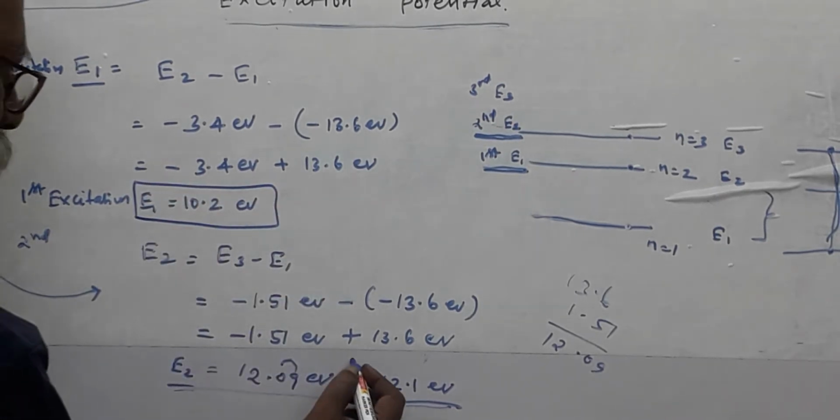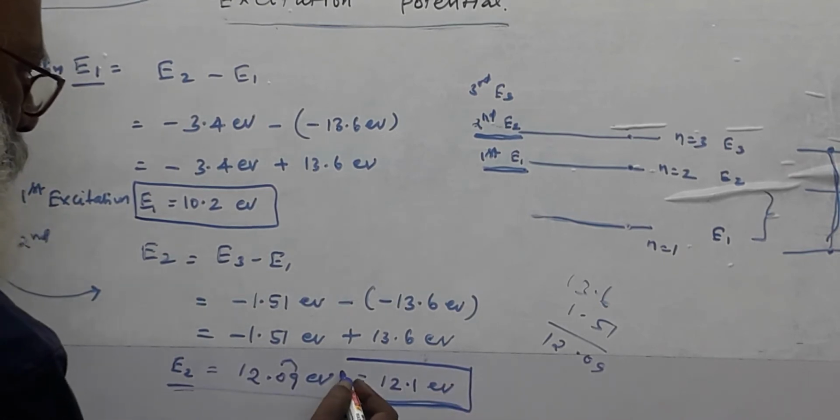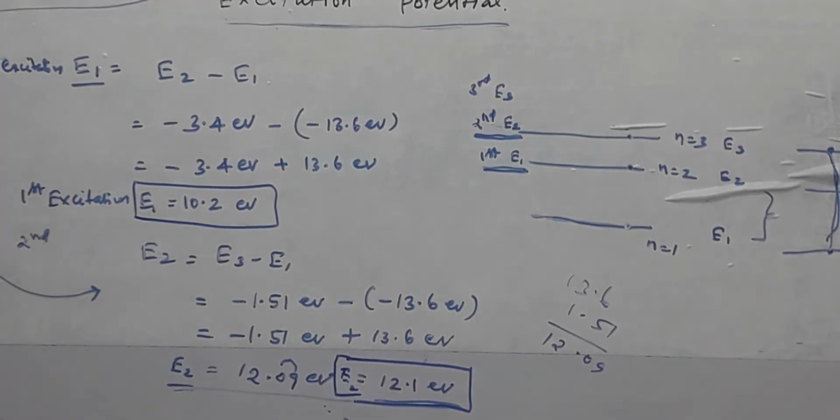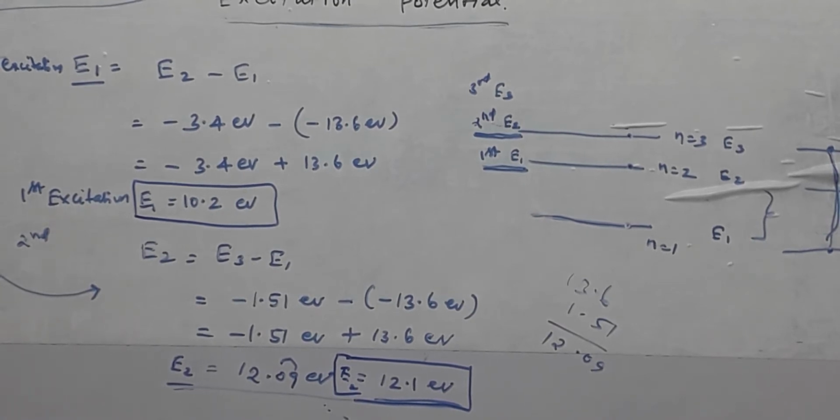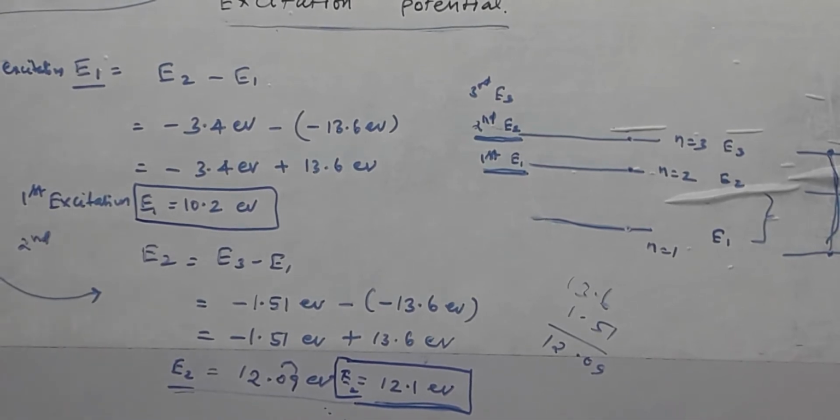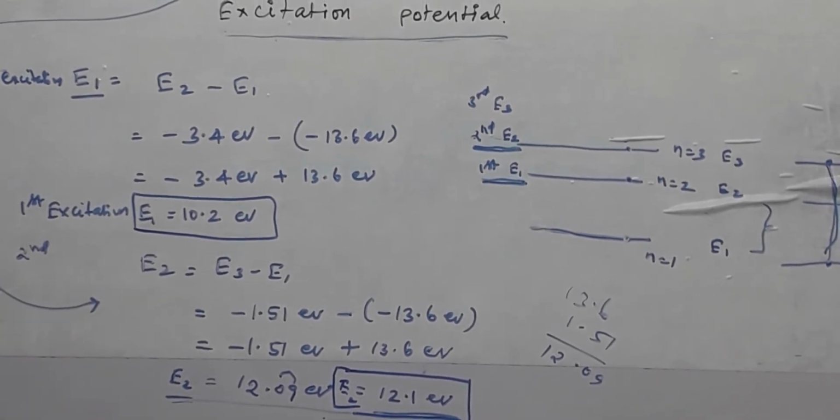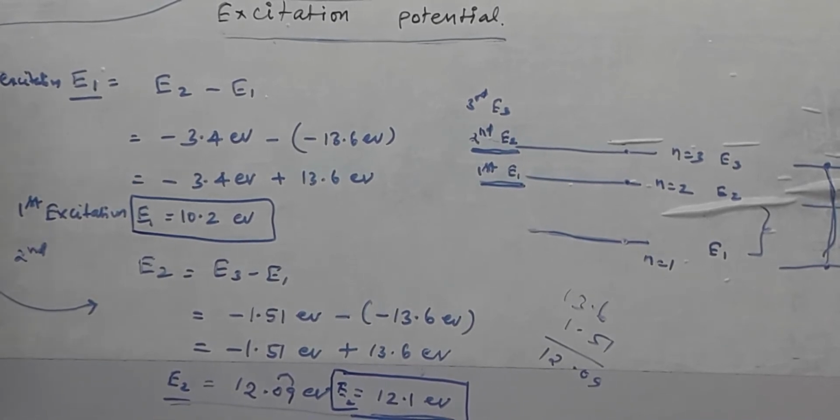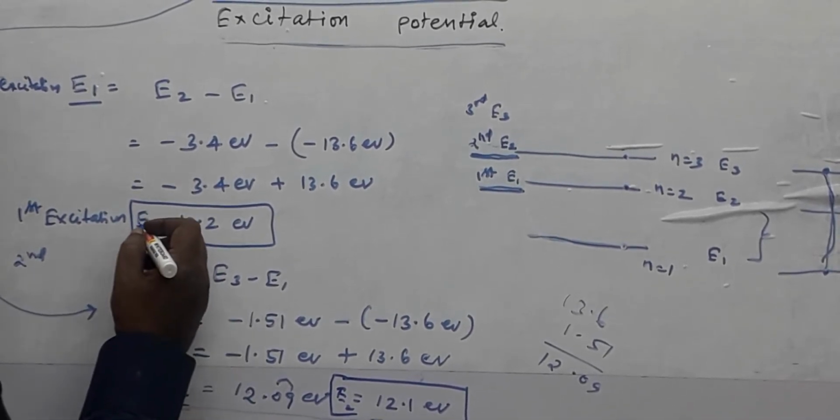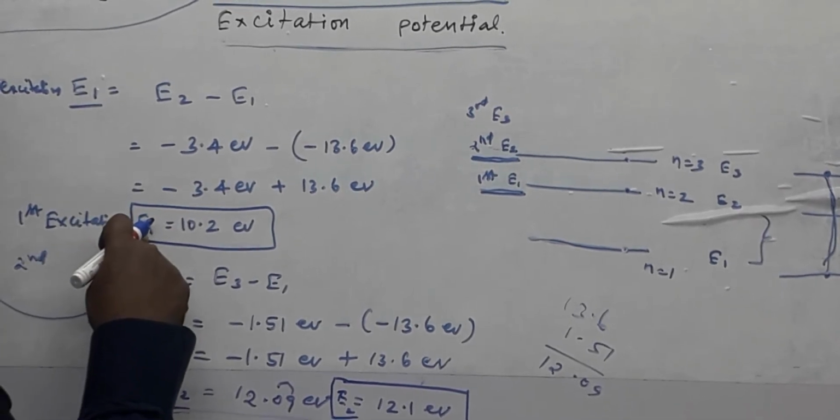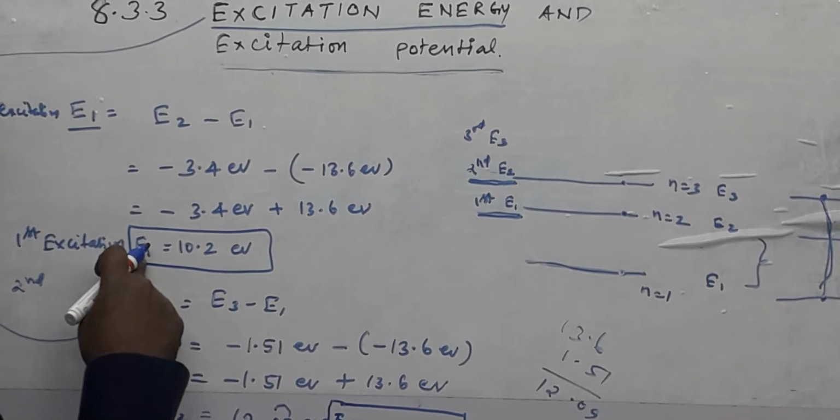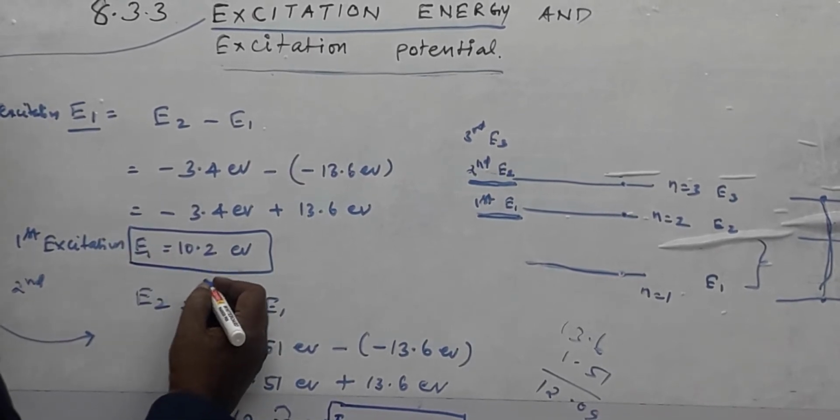This is called the second excited state energy level, E2. Now, what is the excitation potential? Excitation potential is defined as the excitation energy per unit charge. Suppose you want to find the first excitation potential for the first excitation energy level, then you have to divide by e, that's all.